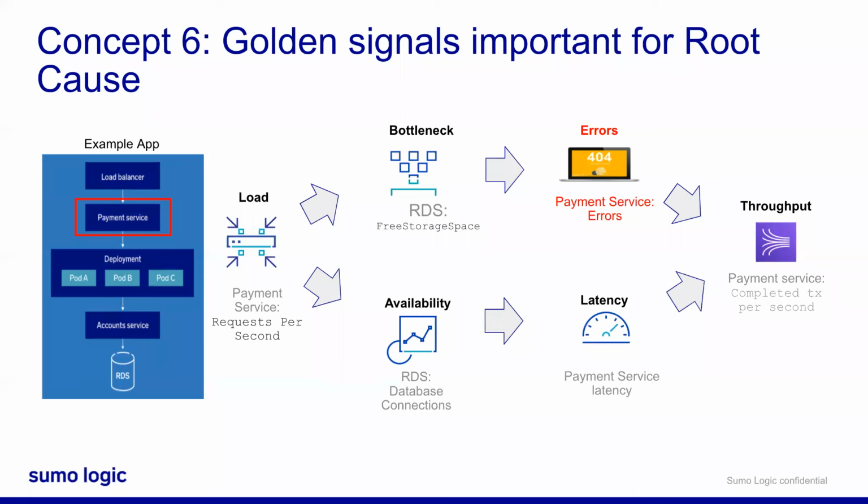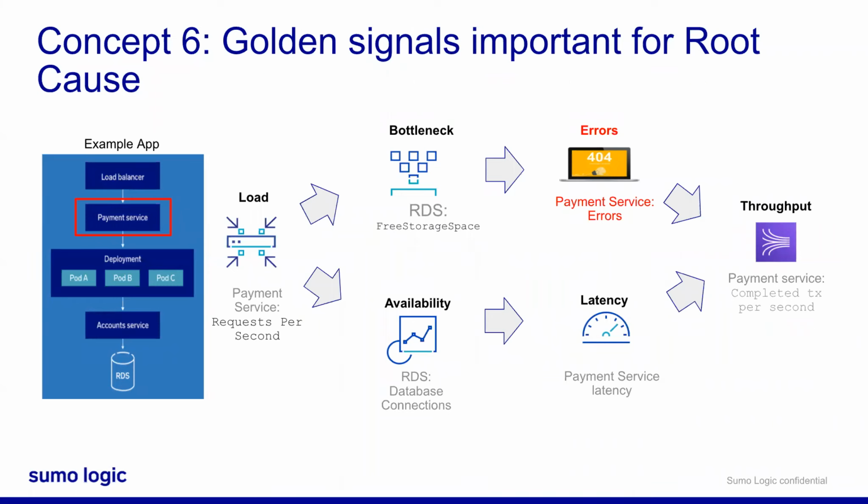The 4 golden signals, as they define them, are latency, traffic, errors, and saturation. The golden signals are important to understand the flow of causation in the root cause analysis. Roughly, when a system is under load, it can lead to either bottleneck, database storage issues, or availability issues. The bottleneck can eventually cause errors in the connected services. Likewise, lack of availability can increase latency in connected services. Errors and latency can lead to a drop in throughput in connected services.